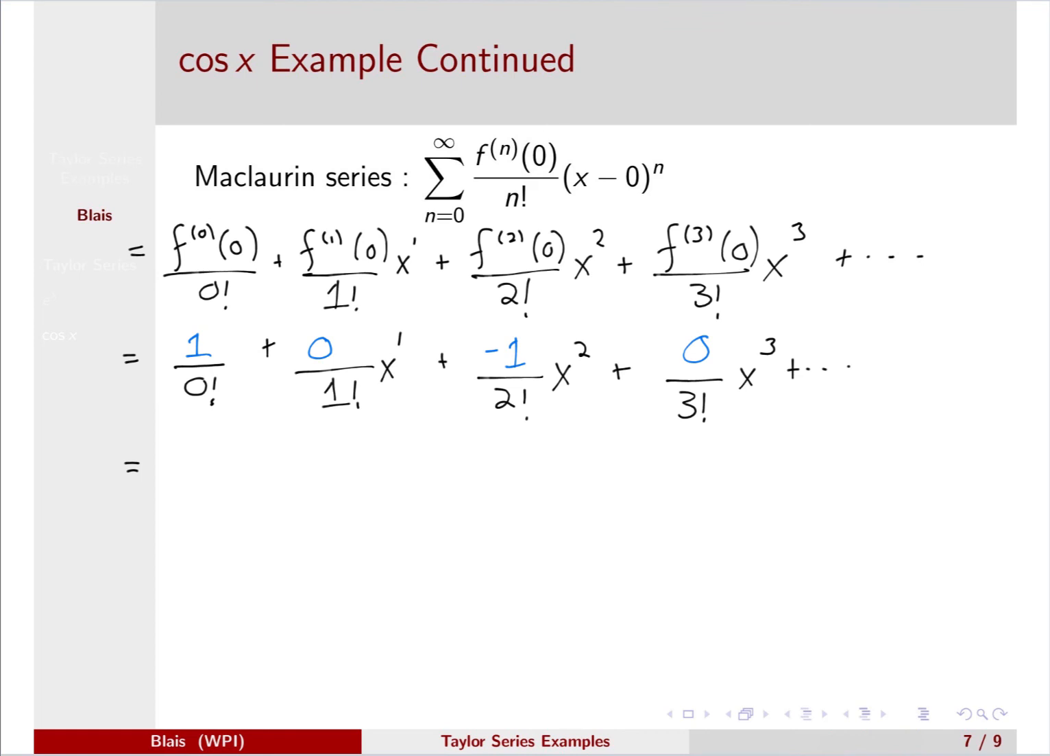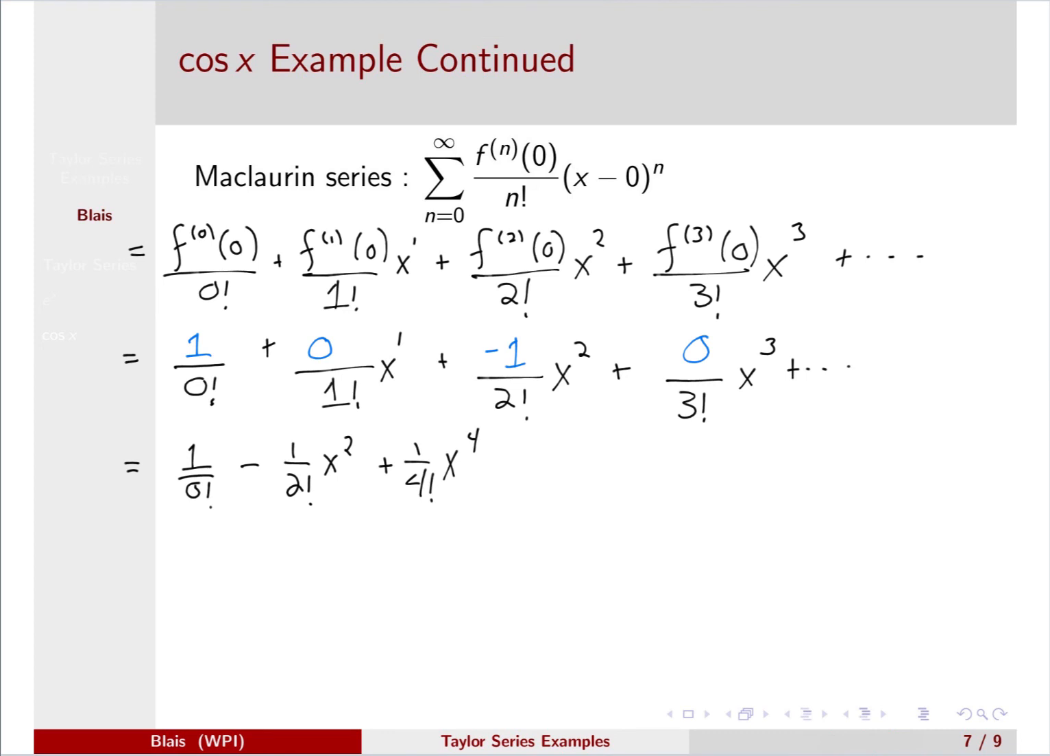So what we have is 1 over 0 factorial minus 1 over 2 factorial x squared. Think about your repeating block. The n equal 4 term will have a coefficient of 1 in the numerator and a 4 factorial in the denominator. So we'll get a 1 over 4 factorial x to the 4th.